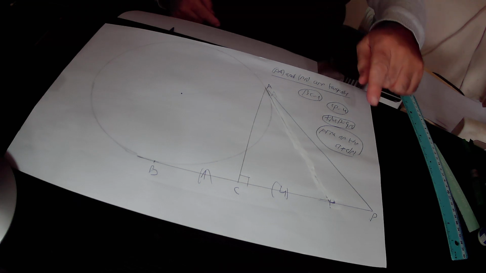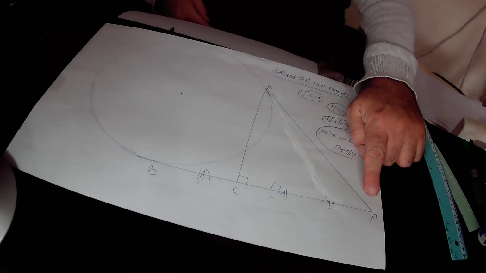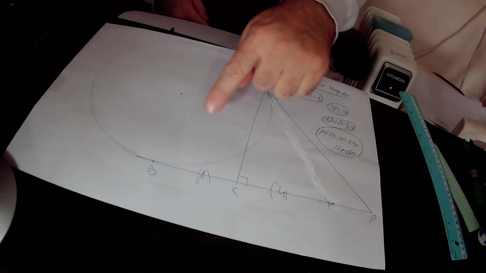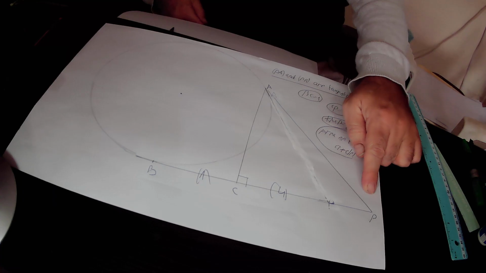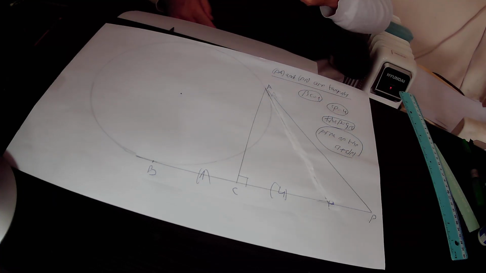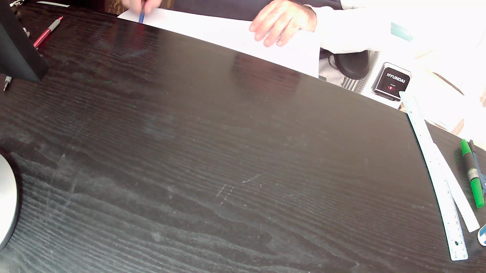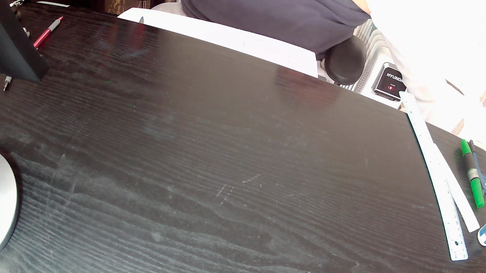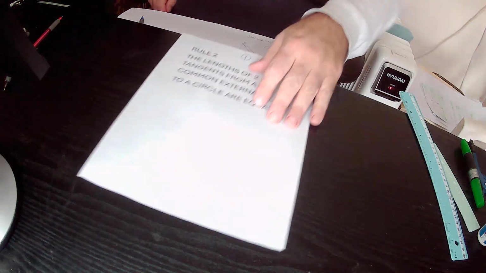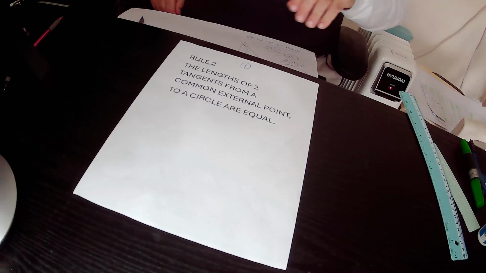In addition, this is point P, a common standpoint in relation to this circle. From this common standpoint, point P, we have 2 tangents to this circle, tangent PA and tangent PB. According to rule 2, they are equal to each other. So I repeat quickly on rule 2. According to rule 2, the lengths of 2 tangents from a common standpoint to a circle are equal.